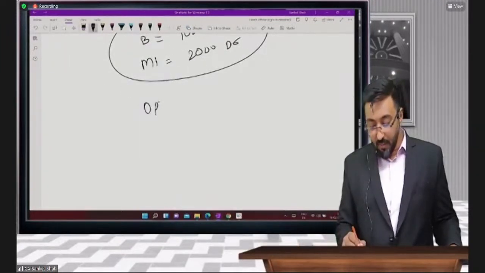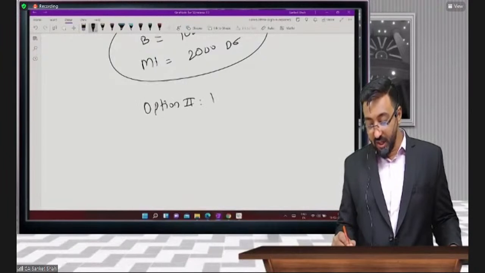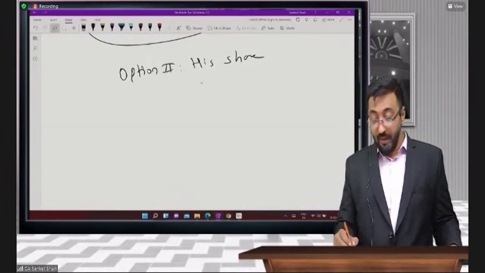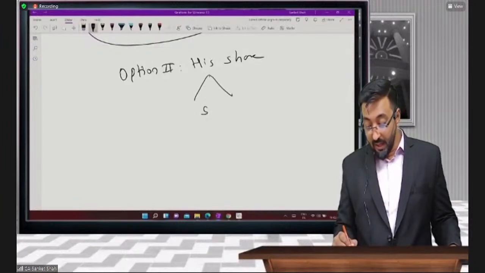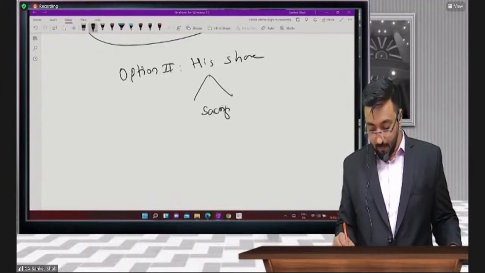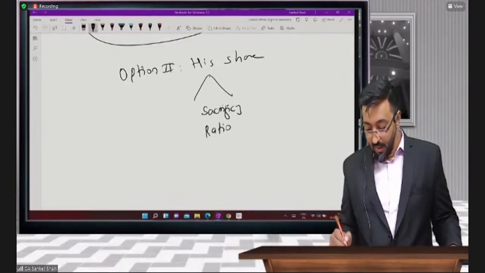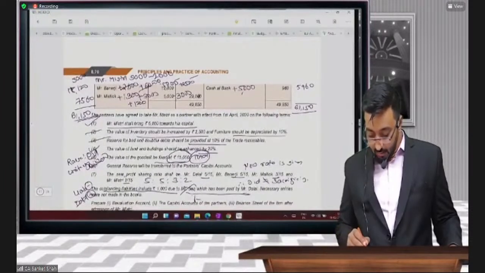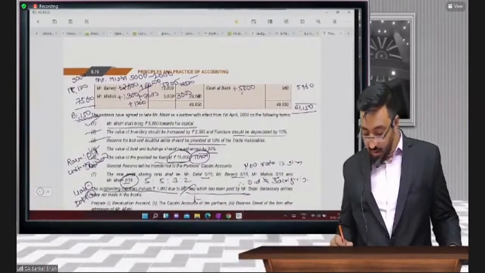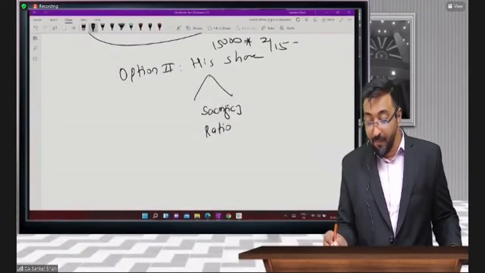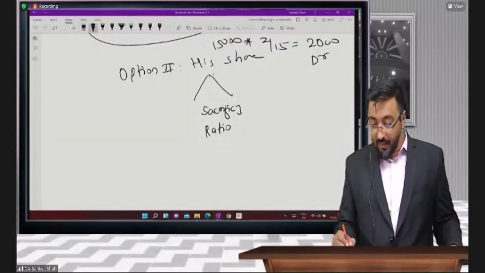Now what is option number 2? His share. But beta, his share will be divided in which ratio? Sacrificing ratio. Now what is Mistry's share, beta? Goodwill 15,000, Mistry's share is 2/15. So 15,000 into 2/15, his share is 2,000 will be debited, in sacrificing ratio.